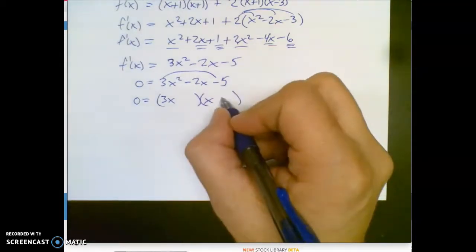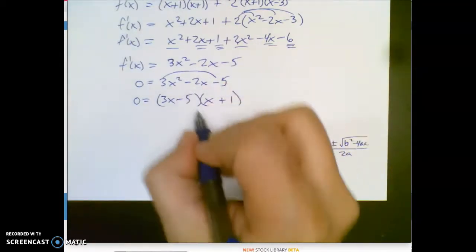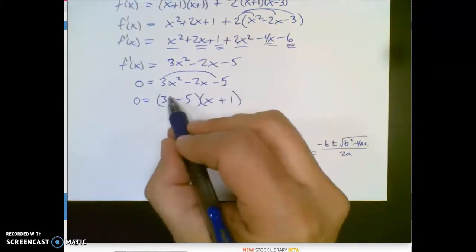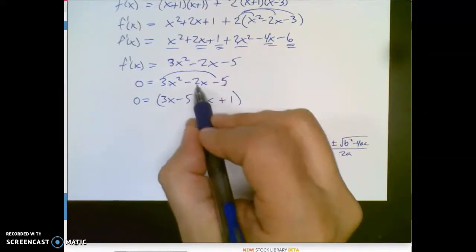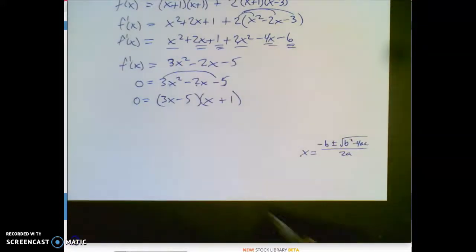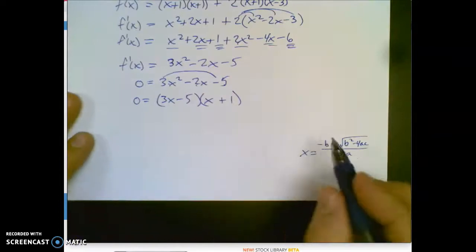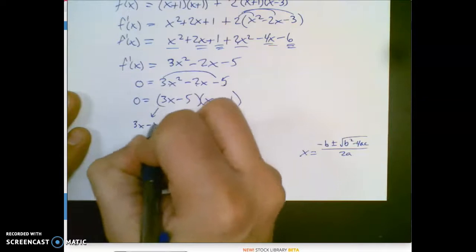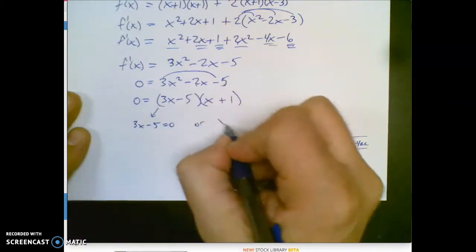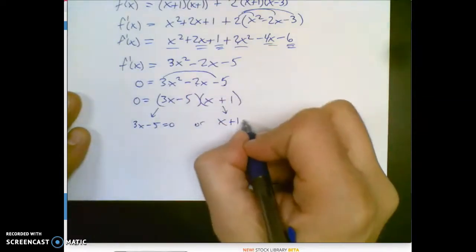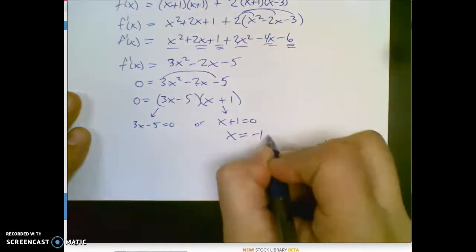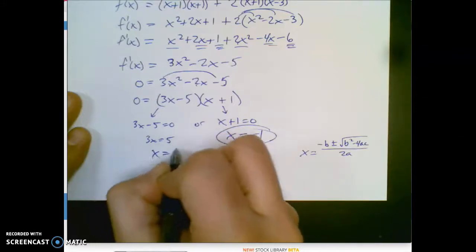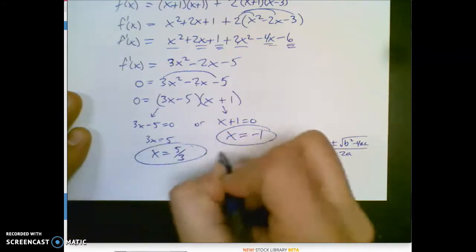So I put a plus 1 there and a minus 5 there. So first times first makes that. Last times last makes that. And outer is 3x and inner is negative 5x, which makes negative 2x. So yeah, if you don't know how to do that, then I guess use the quadratic formula. You'll still get the same answer. So either this thing equals 0 or this thing equals 0. So I got one easy answer of x equals negative 1. The other one isn't much work. x equals 5/3.